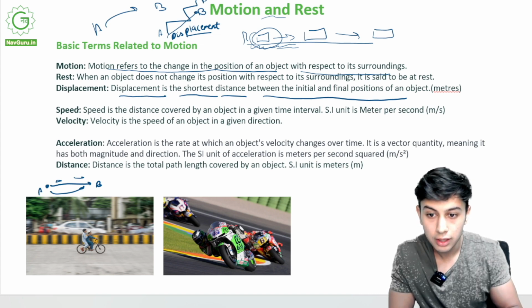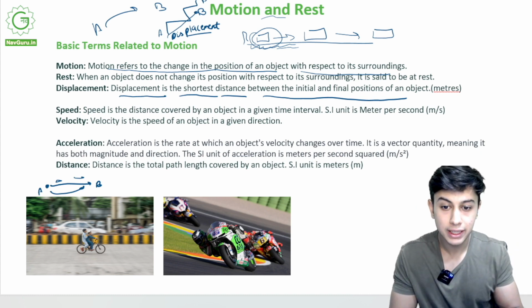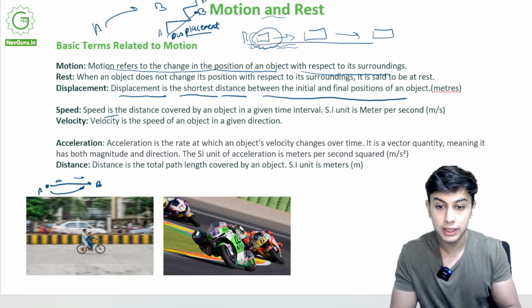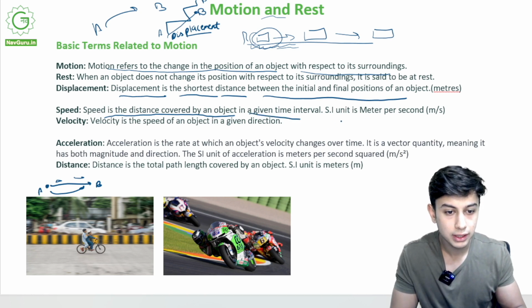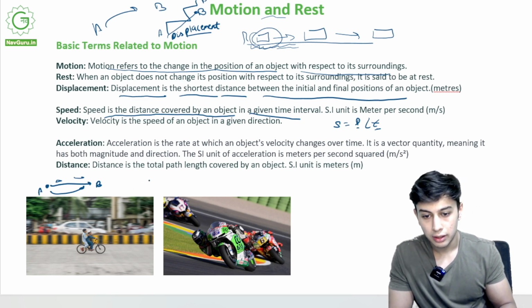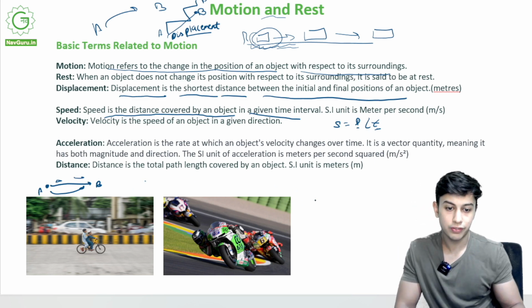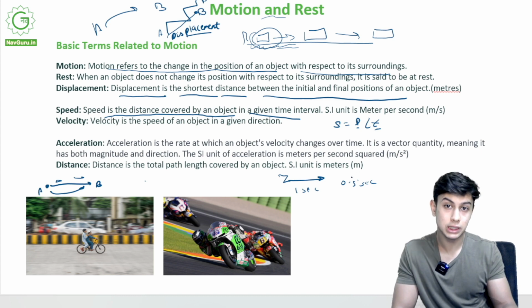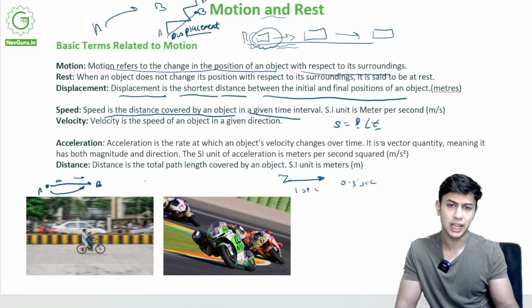Speed. What is speed? Speed is changing distance with respect to time, but changing a larger amount of distance with time. Speed is the distance covered by an object in a given time. What we call speed is S is equal to D upon T. What is D? It's distance. What is T? It is time. A person cycling, or you can see a picture over here of a motorcycle, is covering supposedly this much distance in only 1 second, in 0.5 seconds. That is how we define speed: covering more distance in less time.